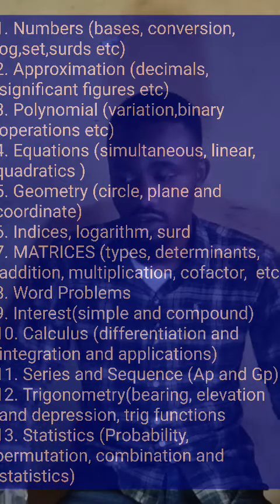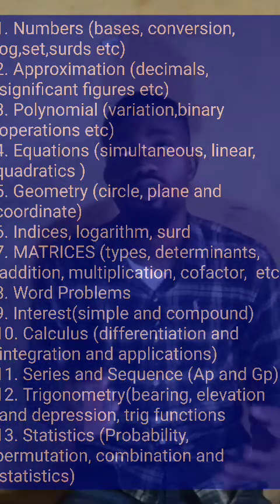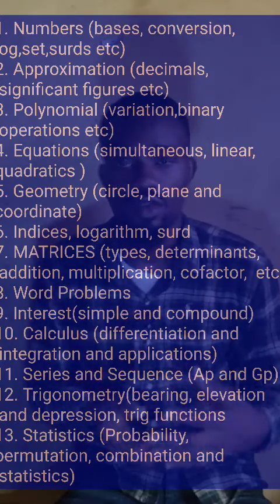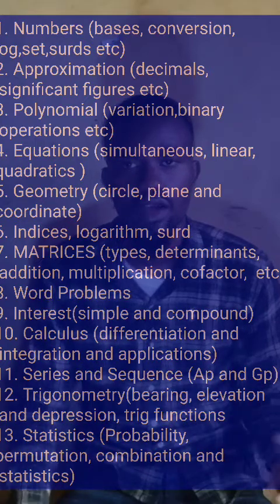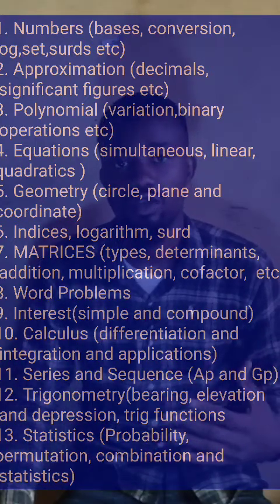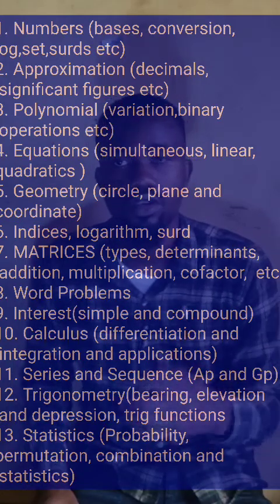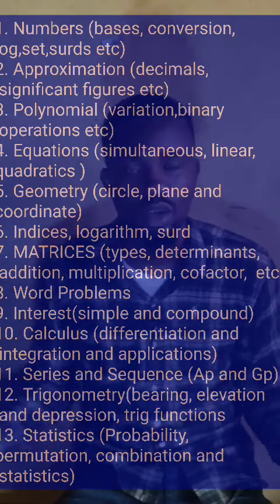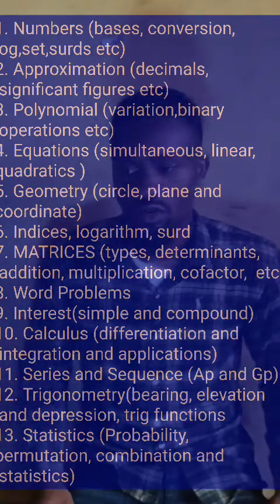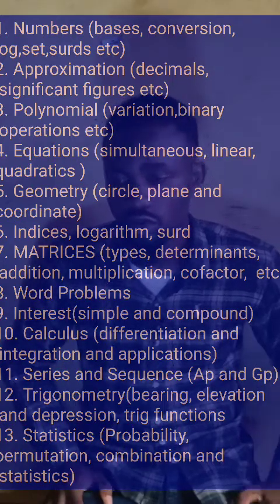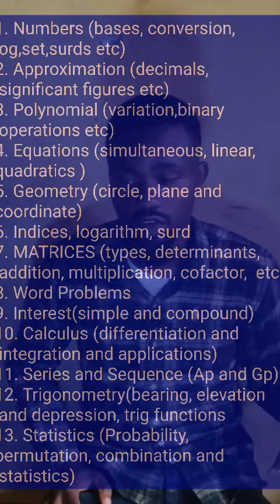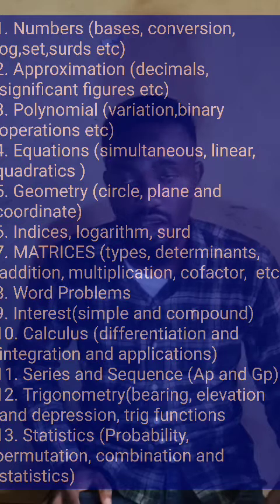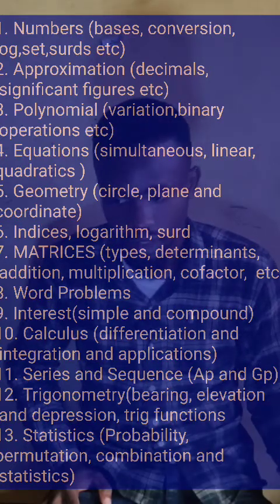Then another topic is series and sequence. On series and sequence, you can be tested on AP and GP. For the AP, know the common difference, the first term, and the sum. For the GP, geometric progression, you can be asked on the common ratio, the first term, the nth term, the sum, and you can also be asked the sum to infinity. Then another topic is trigonometry. On trigonometry, you'll be asked on bearing, elevation and depression, and trigonometric ratios like sine, cosine, and tangent.